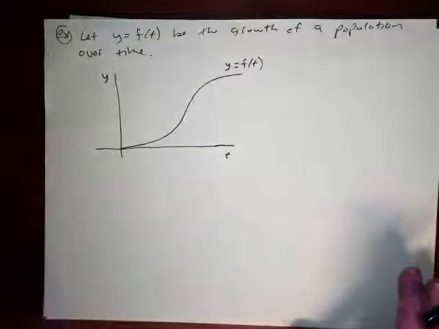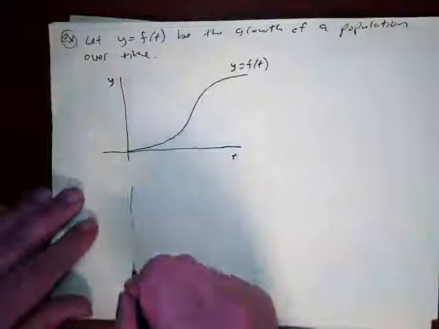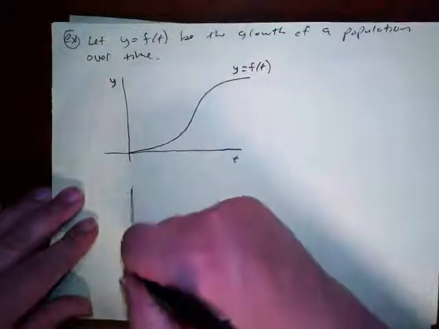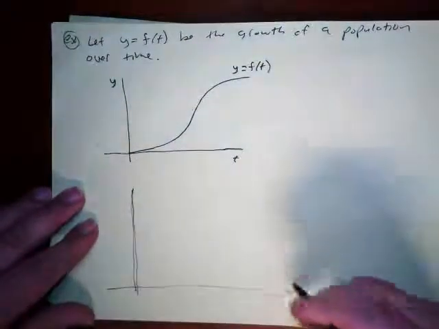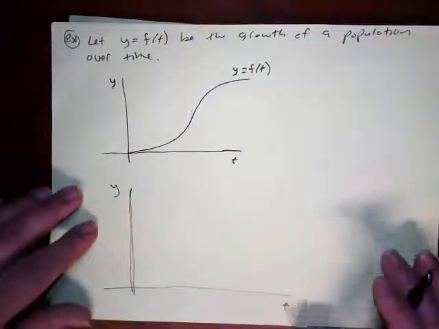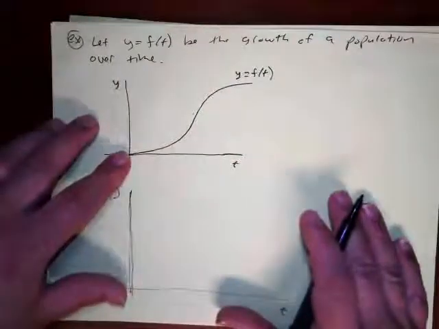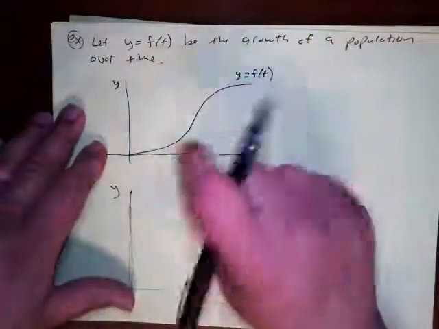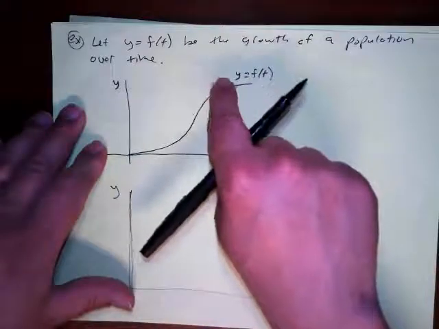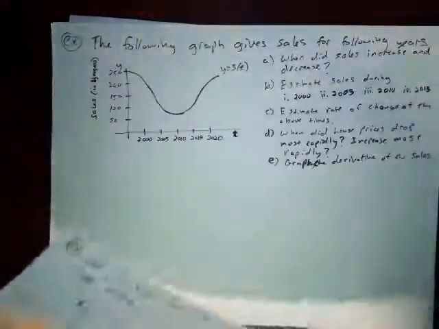Well, what we want to do is we want to draw the derivative for this. So let's see if we can do that. So this is t, this is going to be y. So if we look for any horizontal tangent lines, we actually don't have any. There's no place where it reaches a maximum value and goes back down. Let me make that point here.